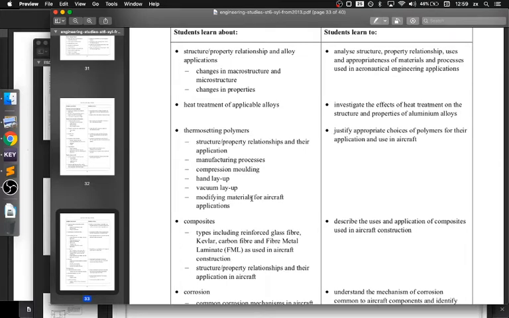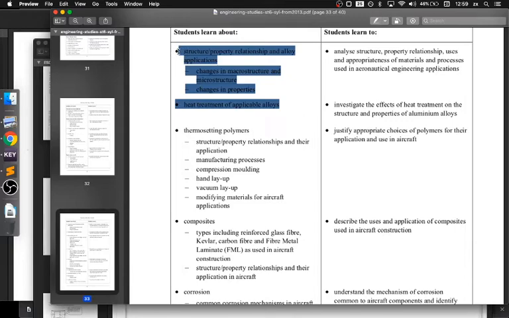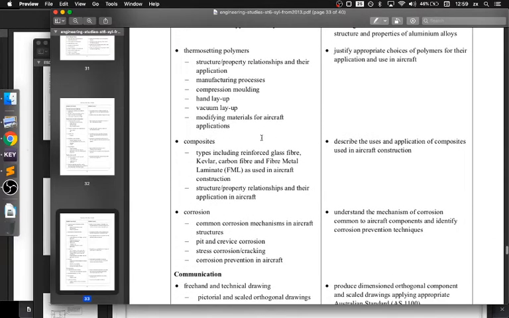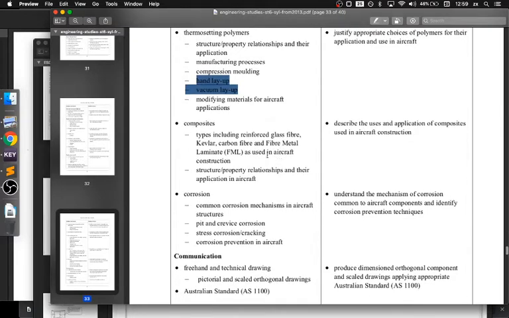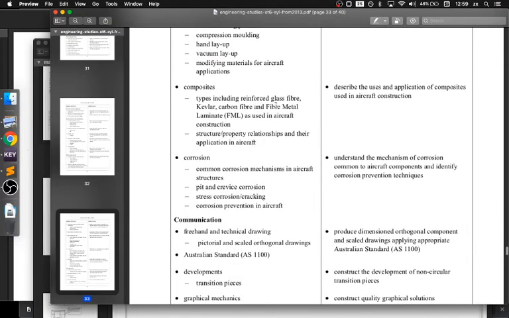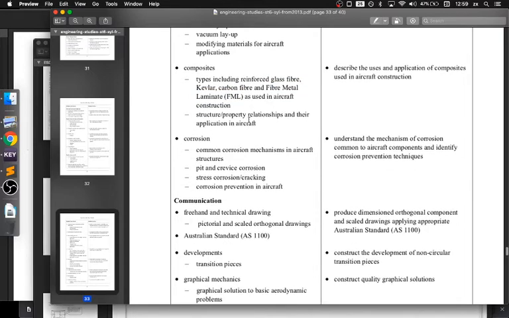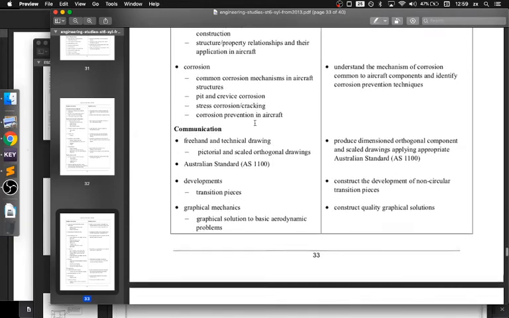Okay, so structural, that's just heat treatment of alloys. All of that stuff I call precipitation hardening. Thermosetting polymers: we're going to look at mainly hand layup and vacuum layup, which is something we haven't looked at before, but I've got some good resources, some good videos where you can see that being done. Composites: the main ones we're interested in are the FMLs, the main one being GLARE, but we will talk about a few others as well.